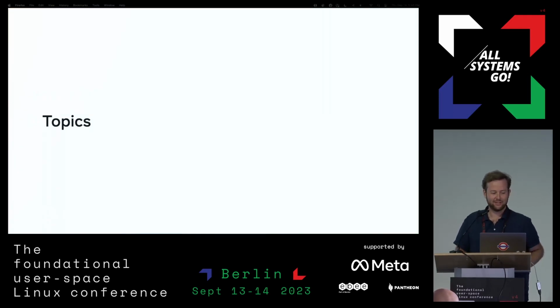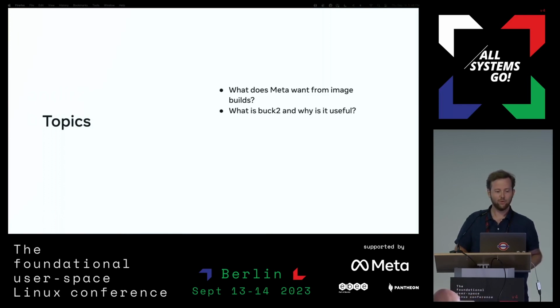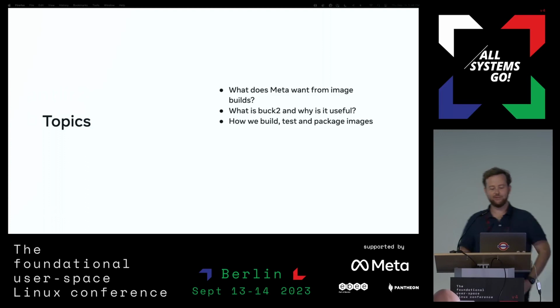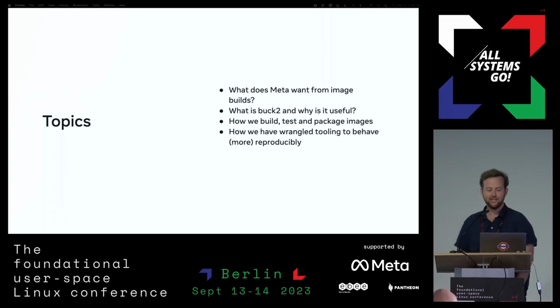So, a few things I'm going to talk about. What do we want from image builds at Meta? What's Buck2? Why is it useful and interesting? How we build, test, and package images. And how we wrangled some upstream tooling to behave a little bit more reproducibly. And the future open source work that we have planned.